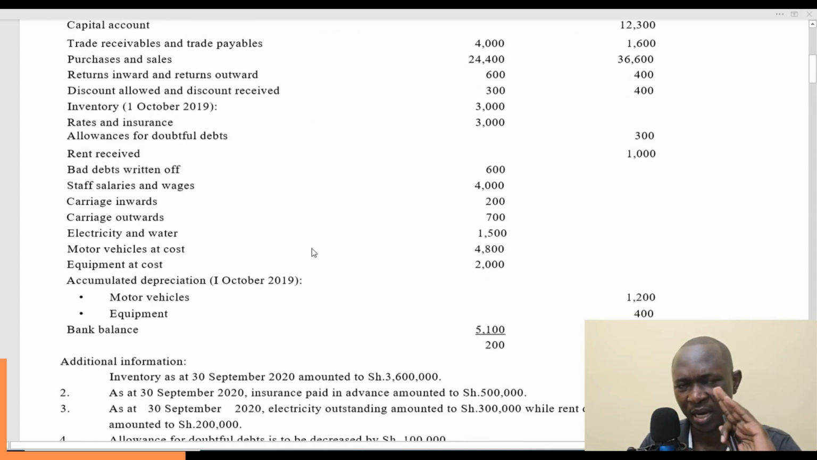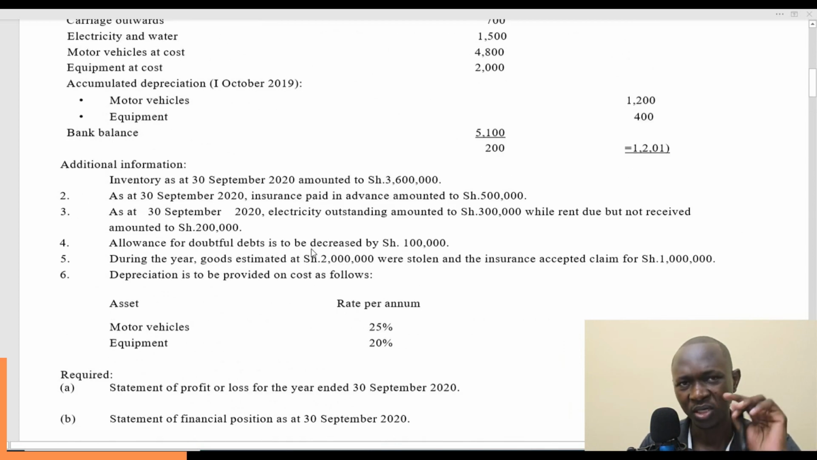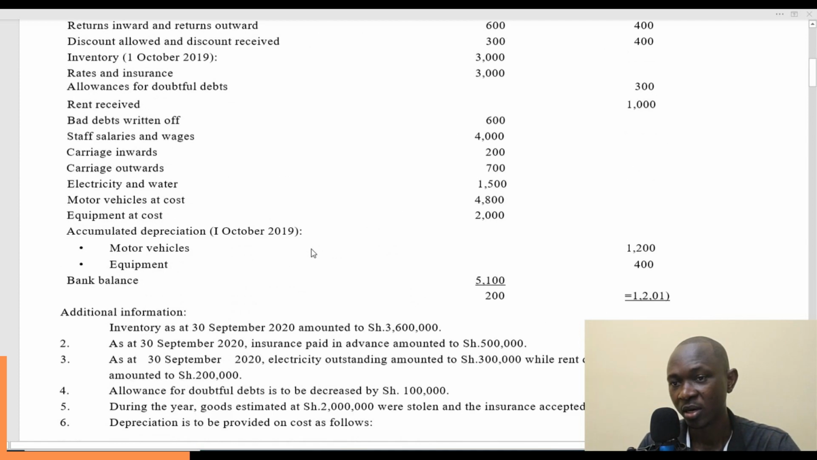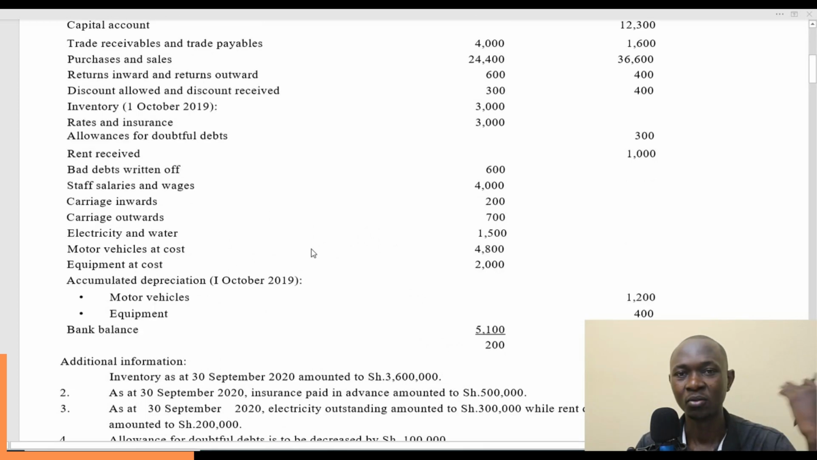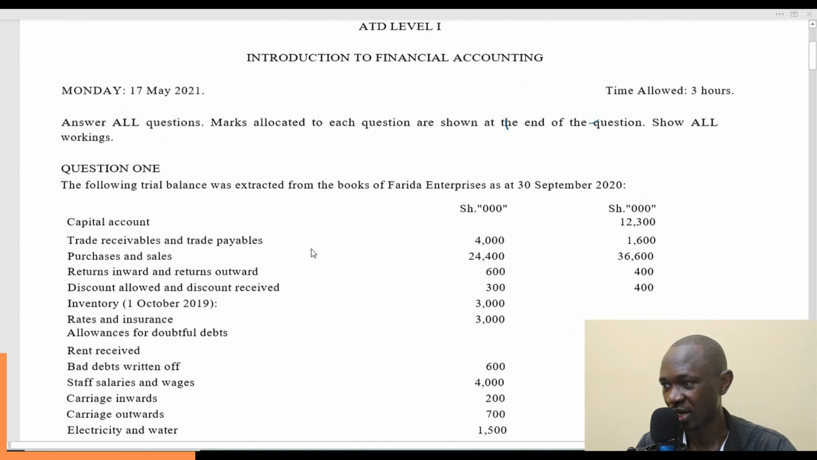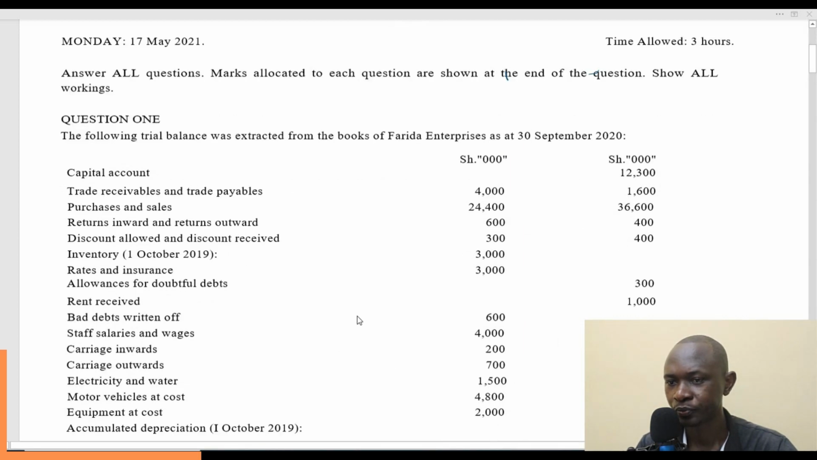Anytime I come across something that was captured in the additional information, I should be able to remember and deal with it. But you can as well start with additional information, work them out, so that you just run through the whole thing when the right time comes for you to start preparing the final books of accounts. So I think we are ready to go.